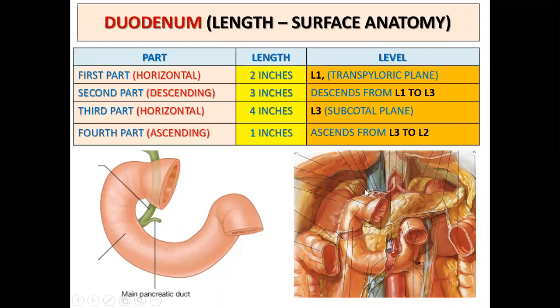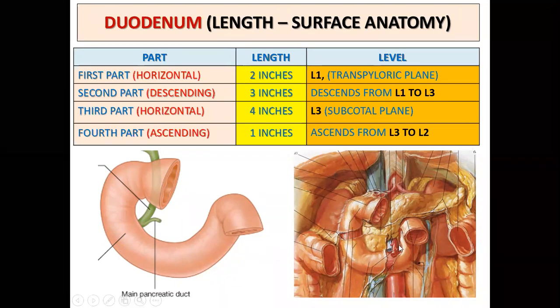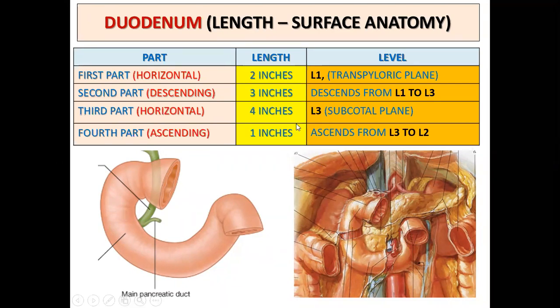The length of the first part is 2 inches, the second part is 3 inches, the third part is 4 inches, and the fourth part is 1 inch. So instead of 1, 2, 3, 4, it is 2, 3, 4, 1. This is how we can easily remember it. It is in inches: 2 inches, 3 inches, 4 inches, and 1 inch. The last is very short, just 1 inch.